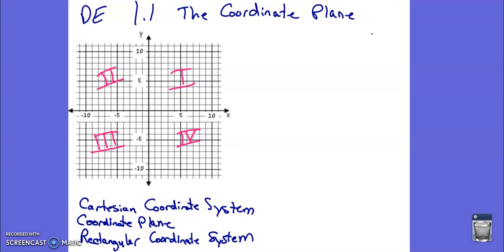This is 1.1, the coordinate plane. Let's just review a couple of basic reminders about the coordinate plane. A lot of people just say draw a graph and they just draw the XY axis, and again, that's what that is. It also has some other names: Cartesian coordinate system, the coordinate plane, or the rectangular coordinate system.